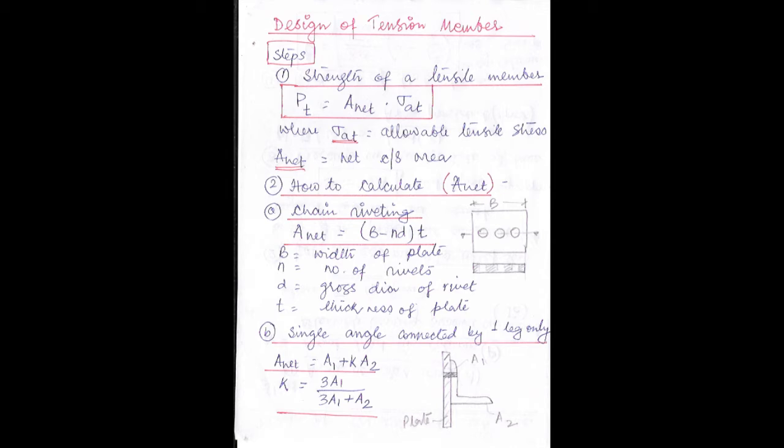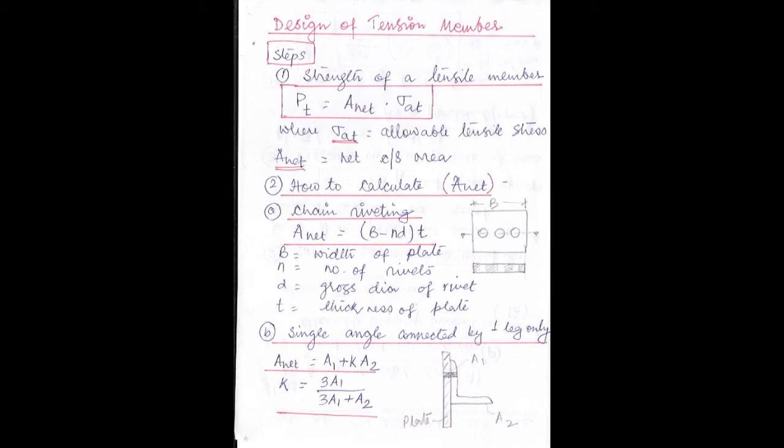But here, as it is riveted, the number of rivets multiplied by their diameter we have to subtract from the area of the plate. Then we will get the net area as the plate is riveted, correct? So this is the first formula. The next one is the single angle connected by one leg only. See the diagram over here. This is the vertical plate, and with that we have attached one single angle, which is connected by its one leg.